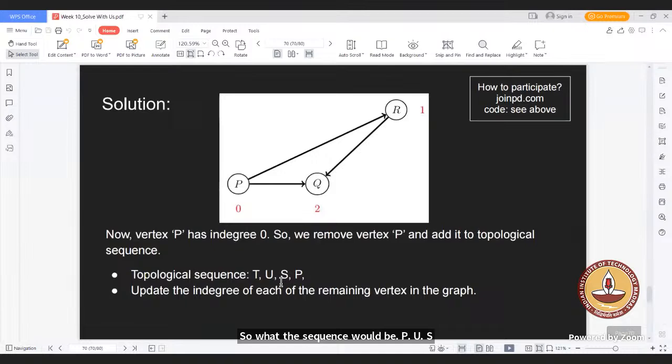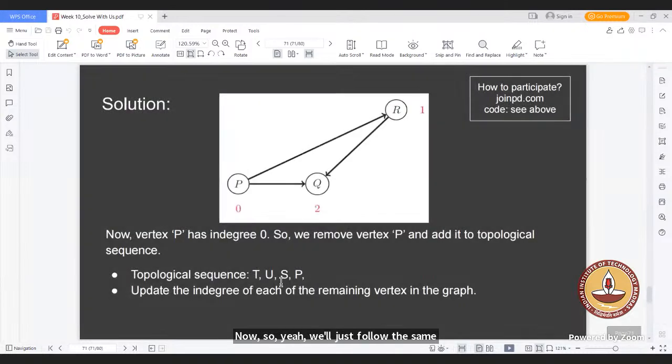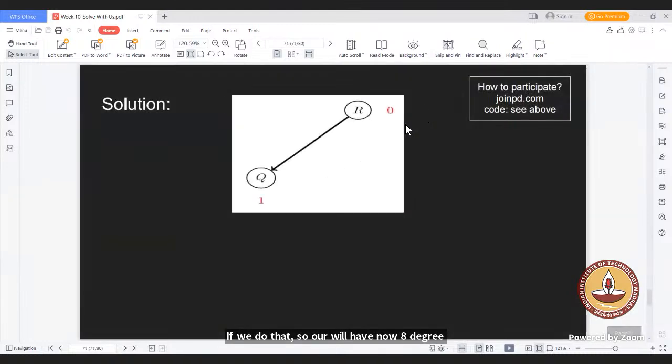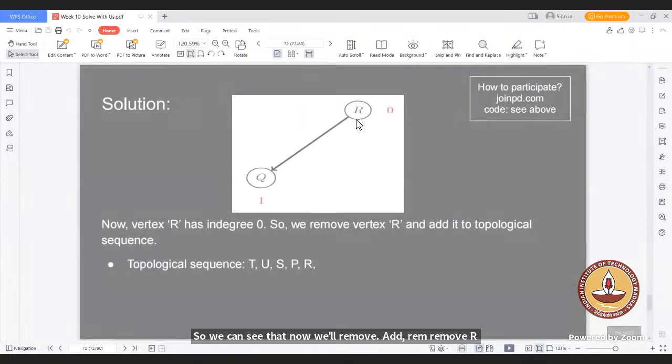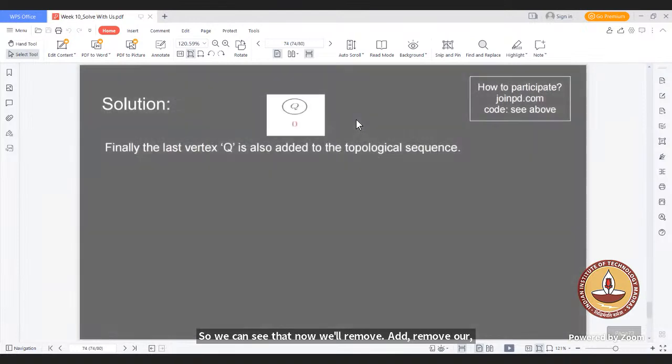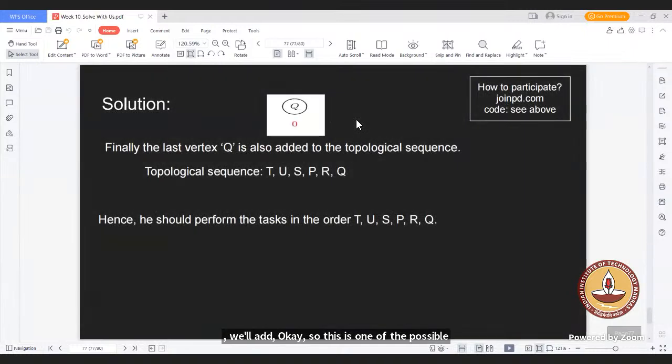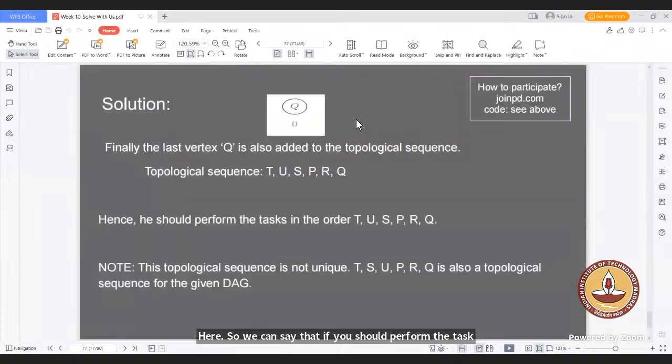We'll just follow the same procedure. If we do that, R will now have integrity 0 and Q will have integrity 1. So we'll remove R and add it to the topological sequence, and then finally we'll add Q. So this is one of the possible topological sequences here. So he should perform the tasks in the order T, U, S, P, R, and Q.